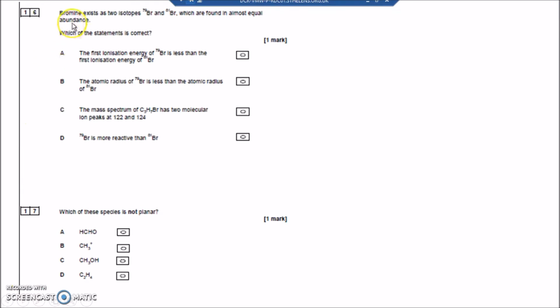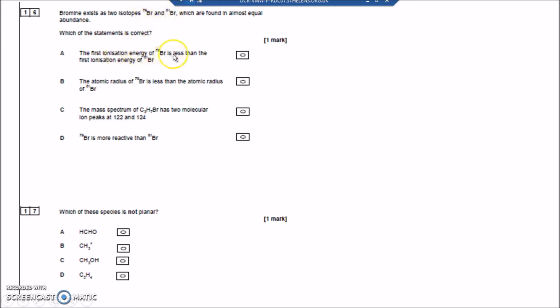So we'll look at questions 16 and 17. Bromine has 2 isotopes, 79Br and 81Br. The only difference between these 2 isotopes is the number of neutrons. The number of protons, the atomic number or the proton number at the bottom, is the same. So they've got the same number of protons and the same number of electrons. The only difference is their mass has changed because the number of neutrons has changed.